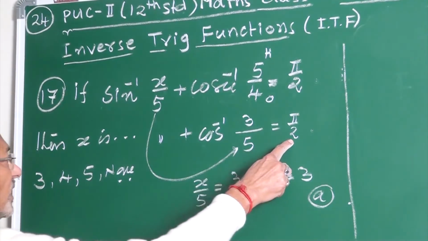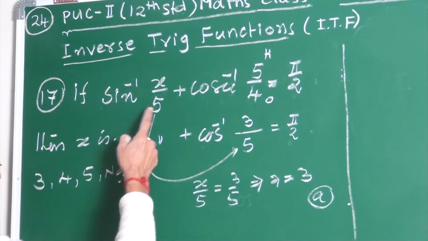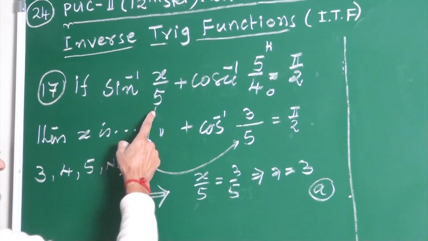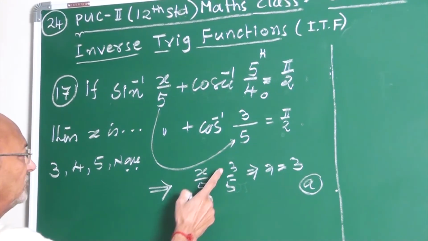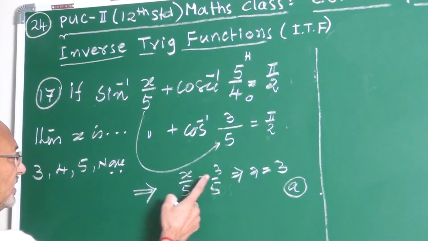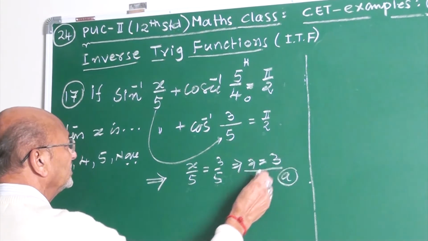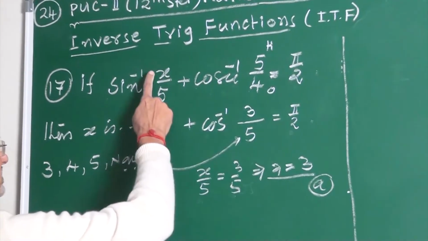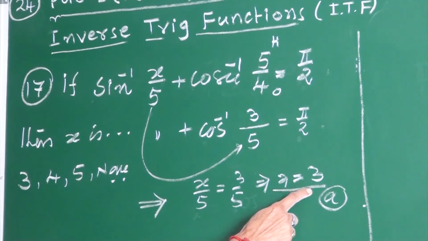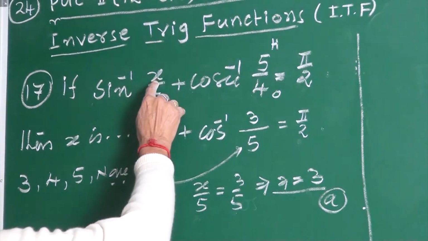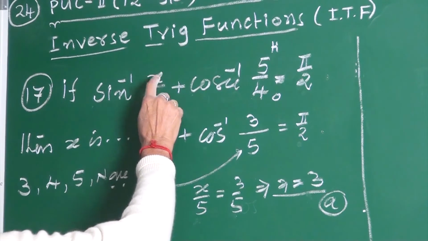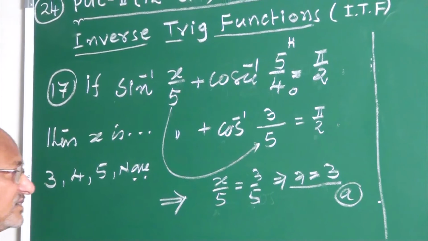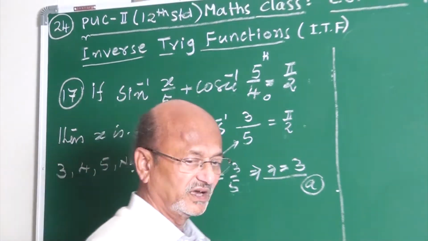If the RHS is pi by 2, it implies these angles are equal. So x by 5 equals 3 by 5, so x equals 3. Even directly, you can write that if it is pi by 2, these numbers are in a Pythagorean triplet: 4, 5, so it must be 3. Directly, you can write the answer.